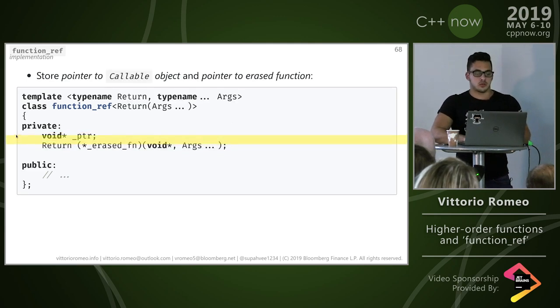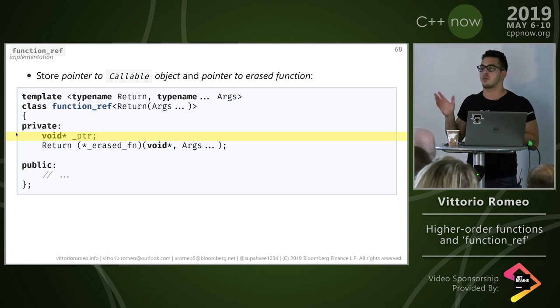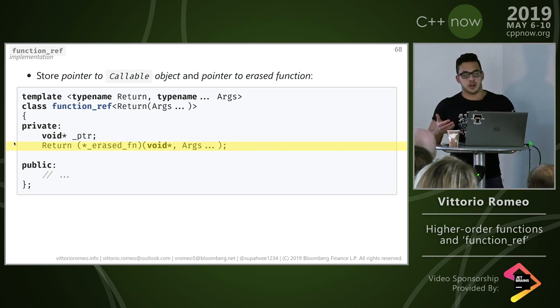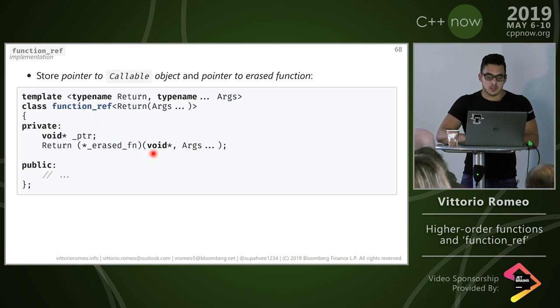Then what you do is you store a pointer to the callable object, which is going to be a void star because we want to completely erase the type of the original closure. And then you store this erase function pointer that returns whatever the original thing returns, and then it takes the void star and the args of the original function. So the important thing is this void star over here, which is going to be exactly the same as what we are storing in the function ref.